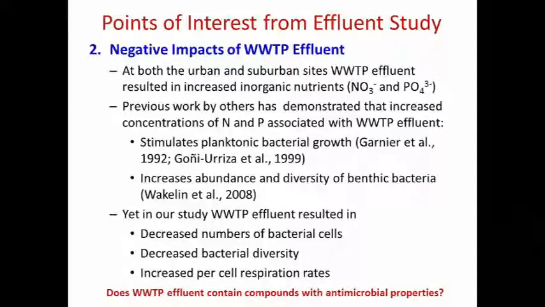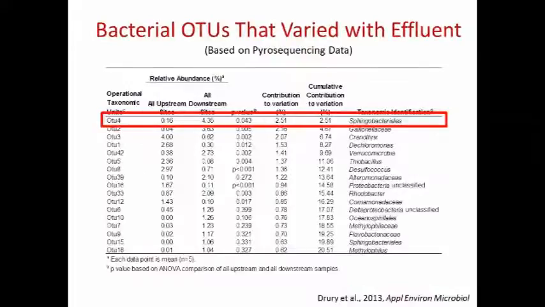One tiny little anecdote about this that I think supports this idea of there potentially being antimicrobial compounds driving this negative response is that one of the most significant changes we saw in our species composition was a dramatic increase in a group called Sphingobacteriales. So they represented a fraction of 1% of the community in the upstream sites, but expanded to almost or over 4% of the total community. So that's a big change in the downstream sites.